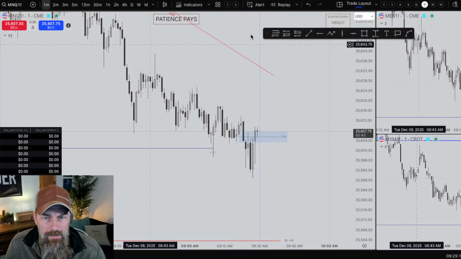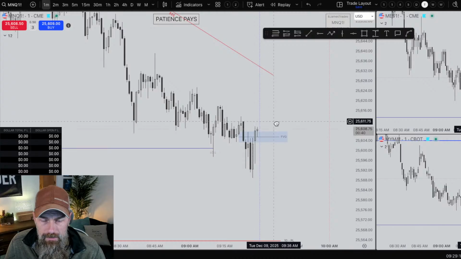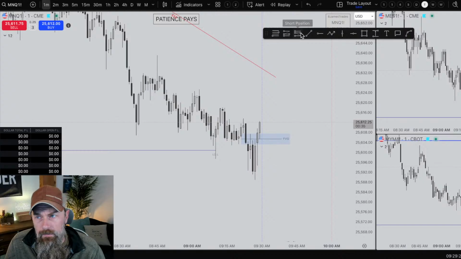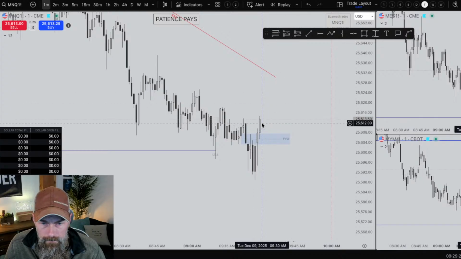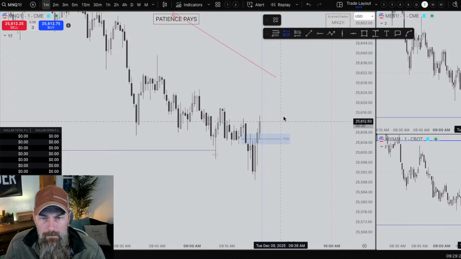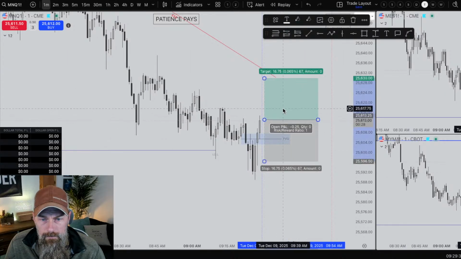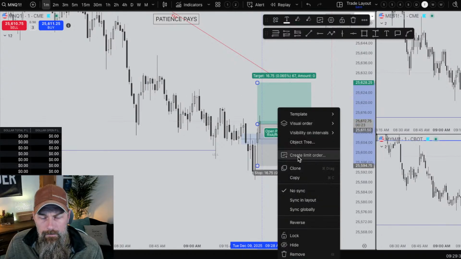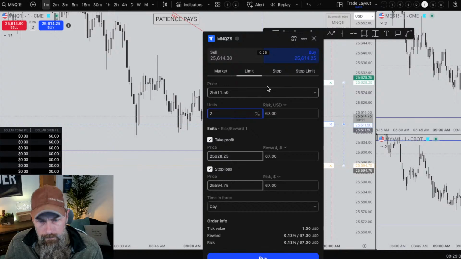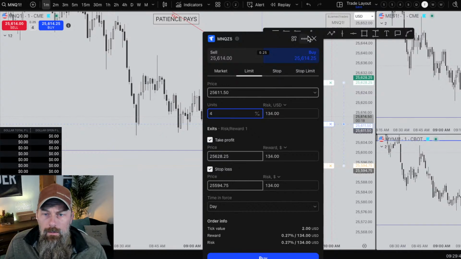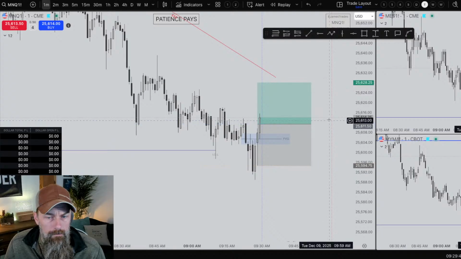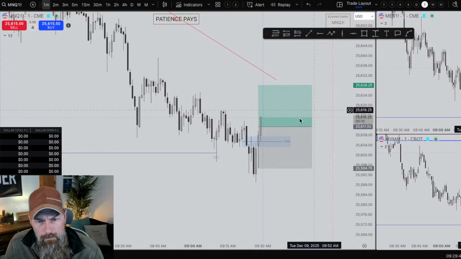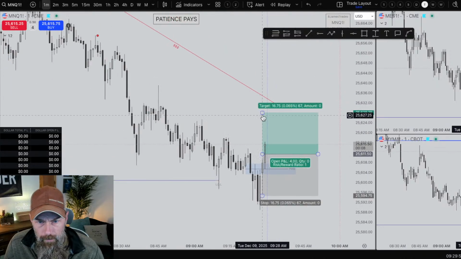15 minutes going to create a C2 candle. This might actually be it right here. But I don't take trades before 9:30.